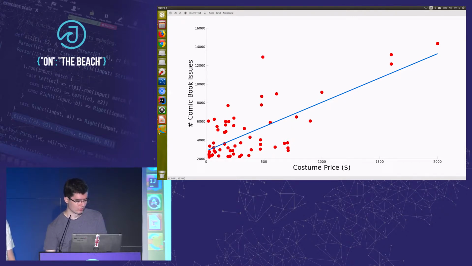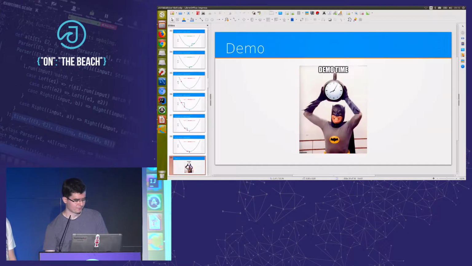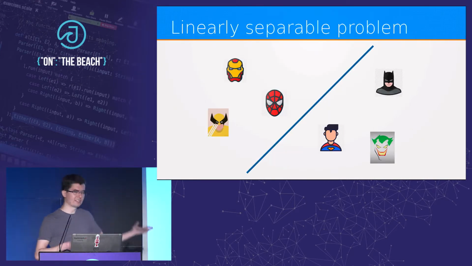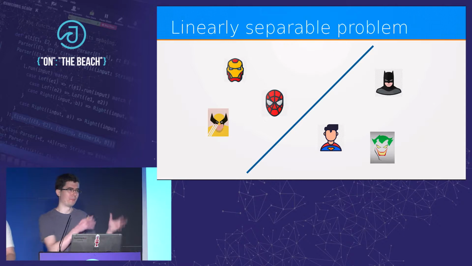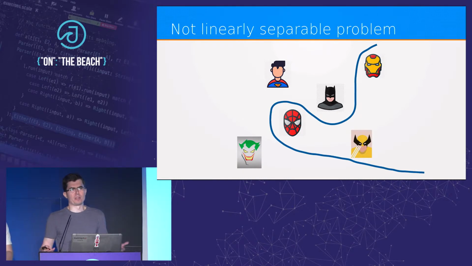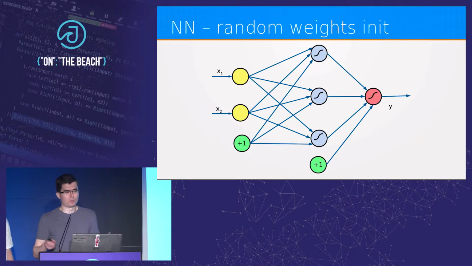Okay, let's get back to presentation. Okay, and here we are. So let's assume that you'd like to separate Marvel superheroes from DC superheroes, so two different universes. Ideally, you could use a straight line, but in real life, data is quite complex, mixed up, and so on, and usually you need some nonlinear functions like this. And that's the part when neural networks come to the rescue, because linear regression is linear. So let's look at the simple neural network.